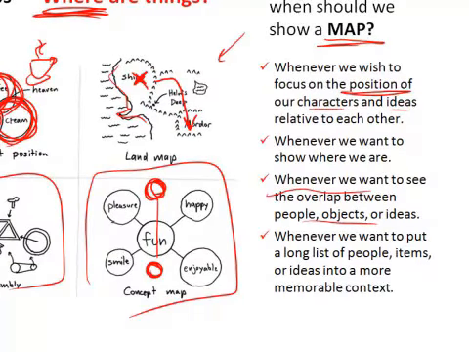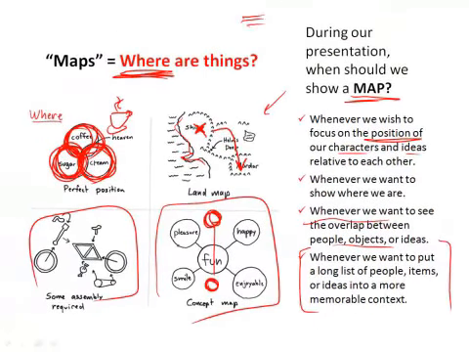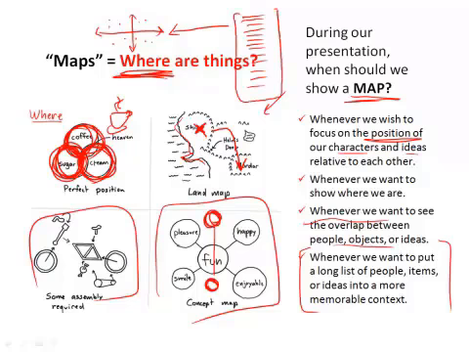Better show a map. And frankly, we use a map whenever we want to put a long list of things, items, or people into some more memorable context. Instead of just showing a list, why don't we create a little map that shows where each of those people or objects is actually located in relation to each other, and it becomes a whole lot more interesting than just a list.